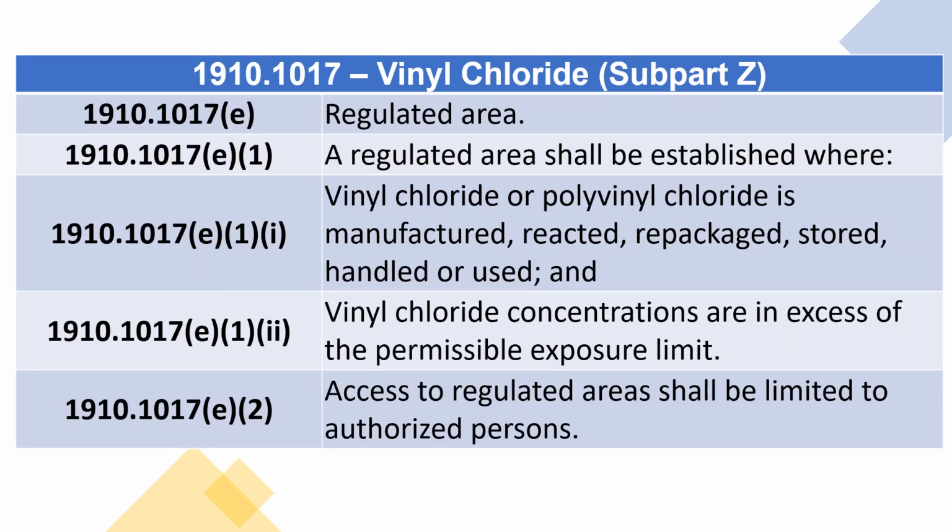1910.1017(e). Regulated area. 1910.1017(e)(1). A regulated area shall be established where: (i) Vinyl chloride or polyvinyl chloride is manufactured, reacted, repackaged, stored, handled, or used, and (ii) Vinyl chloride concentrations are in excess of the permissible exposure limit. 1910.1017(e)(2). Access to regulated areas shall be limited to authorized persons.